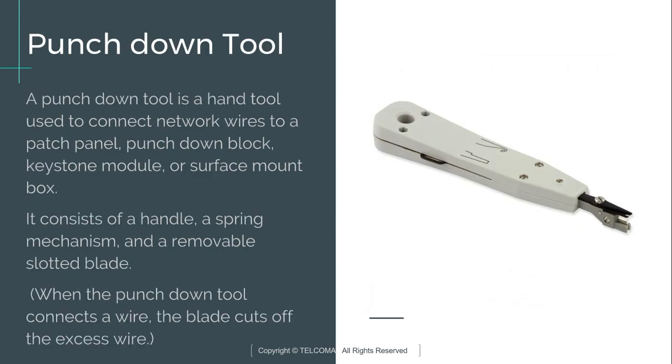The next is the punch down tool. So a punch down tool is a handy tool. It is used to connect the wires on a patch panel, punch down block, keystone module or surface mount box. So it consists of a handle, a spring mechanism and a removable slotted blade. Here when the punch down tool connects a wire, the blade cuts off the excess wire from the patch panel.